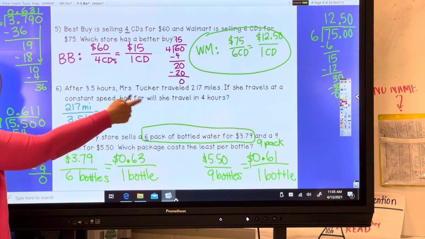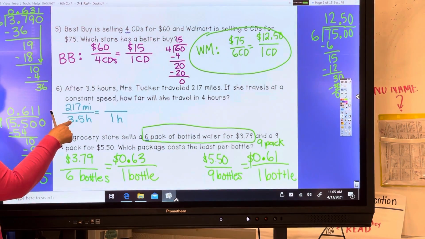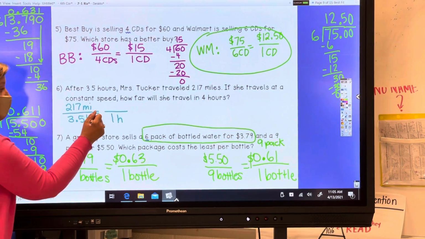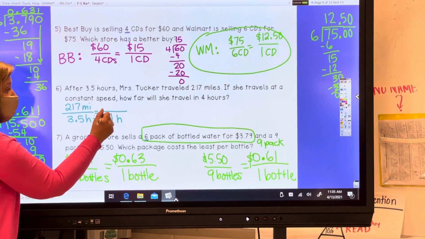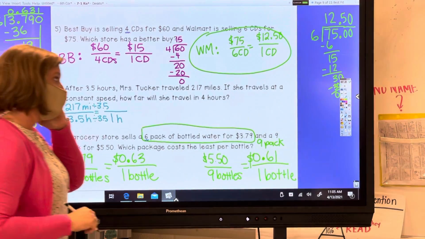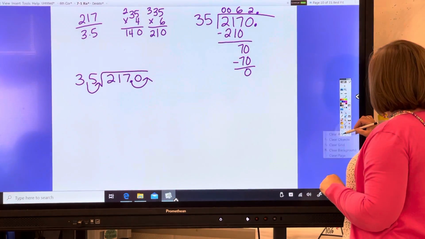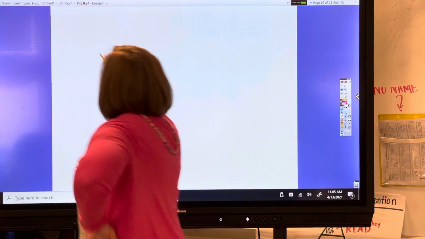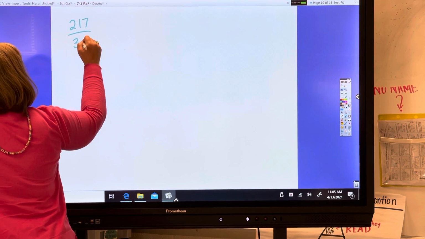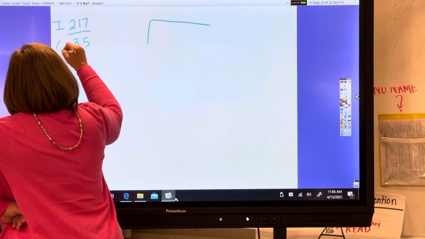Because can I get from 1 to 4 easily? Yes. Okay. So how do I get from 3.5 to 1? Divide by 3.5. Now this one is tricky. So we have 217 divided by 3.5.